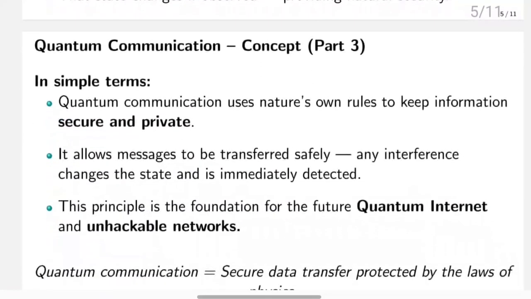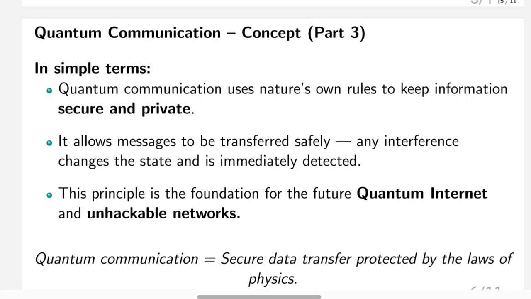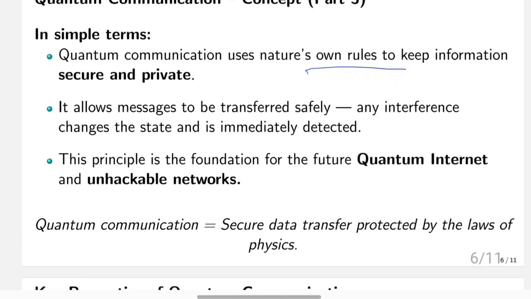In simple terms, quantum communication is like nature's own lock and key. No one can open that lock. It keeps information safe automatically, because touching it changes it. If anyone touches or even tries to measure it, it changes automatically. That means any hacker or spy can be detected instantly. This idea led us to the quantum internet, where messages and data can be shared securely, faster and smarter than ever before.